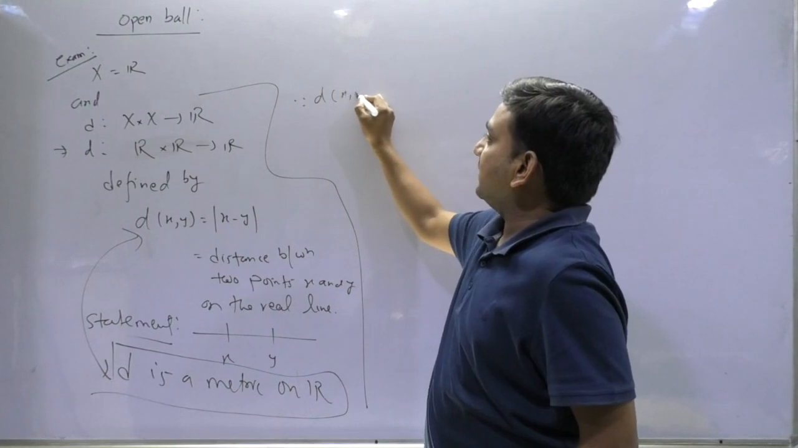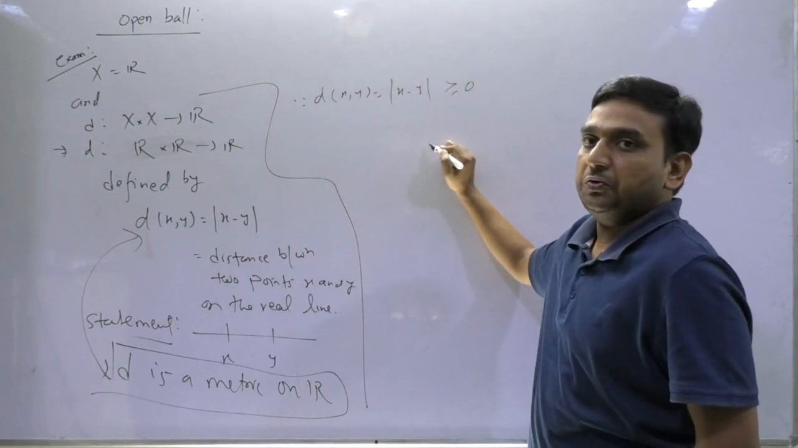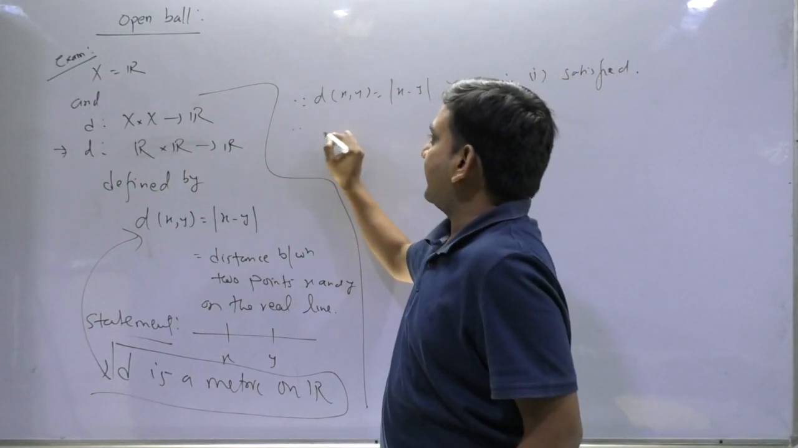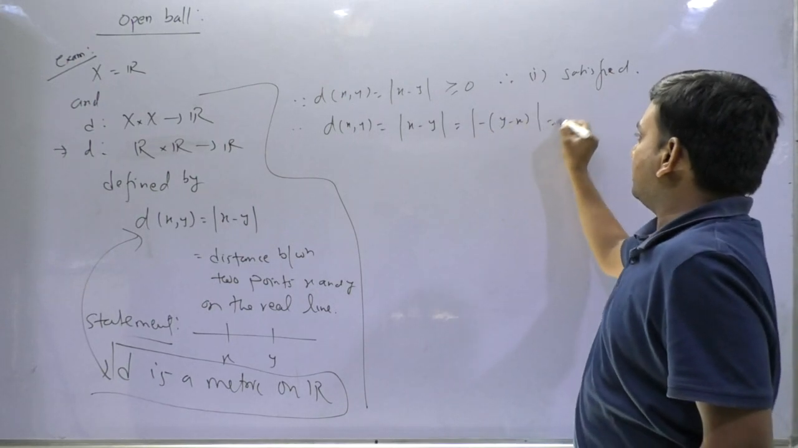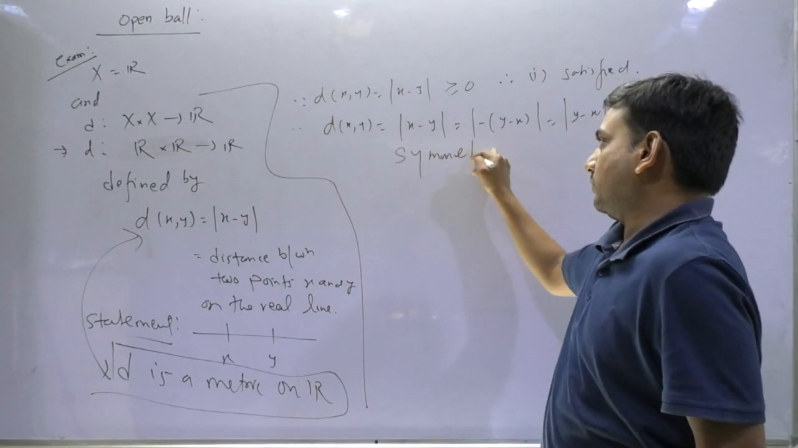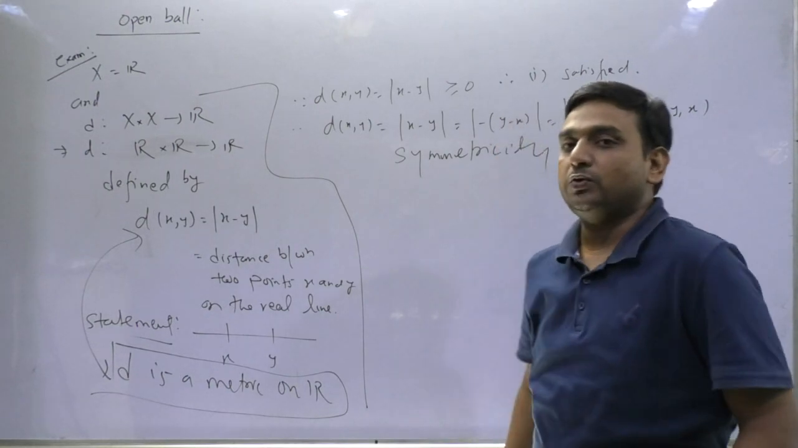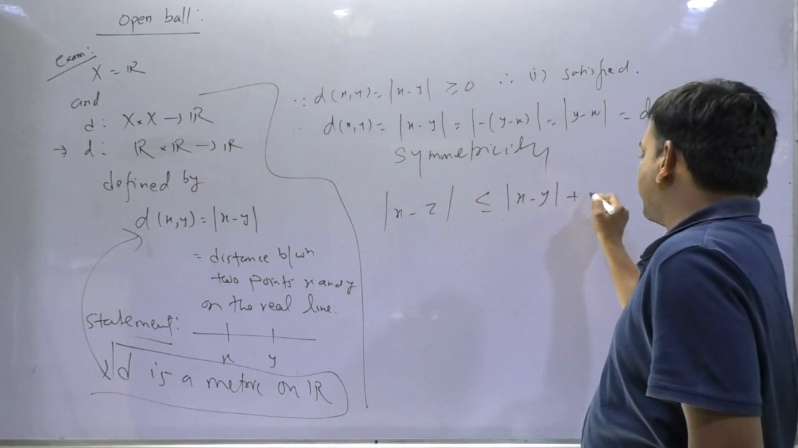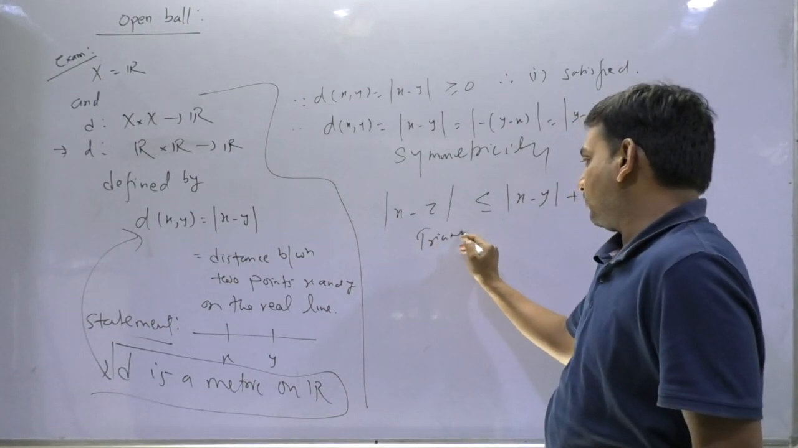Since D of xy is modulus of x minus y, and we have learned that the modulus value is always greater or equal to 0, the first property is satisfied. Second, D of xy is modulus of x minus y, and this can be written as modulus of y minus x, which is D of yx. So what it shows? Symmetricity. Clear? For the modulus property, in the last part of lecture 1, I told you that modulus of x minus z is less or equal to modulus of x minus y plus modulus of y minus z. So triangle inequality.